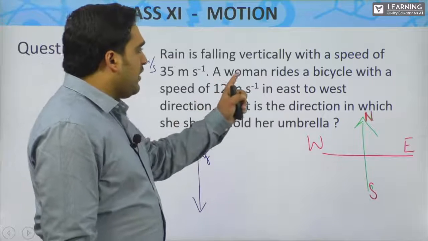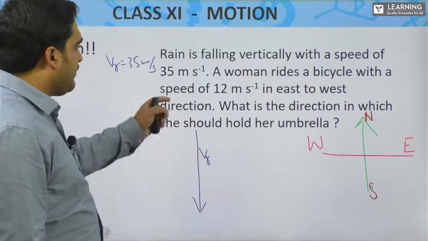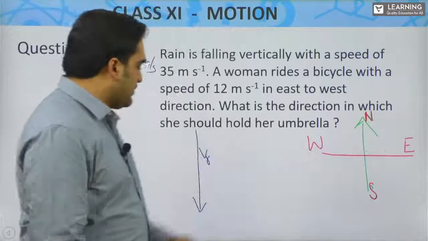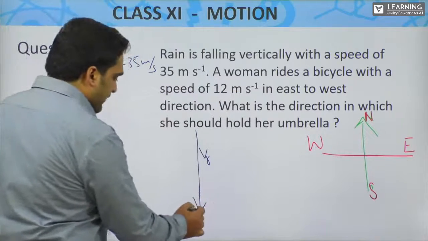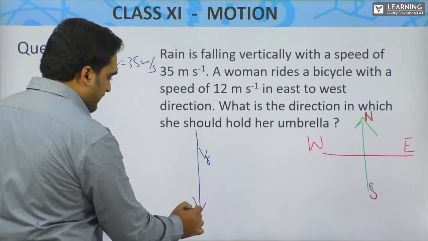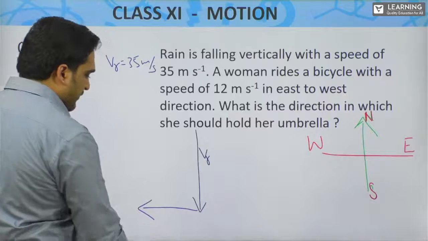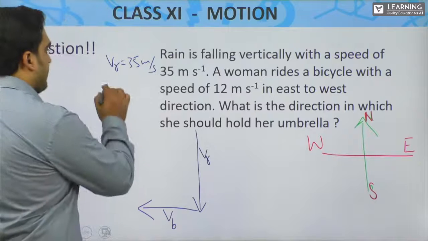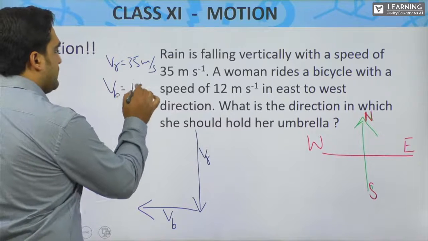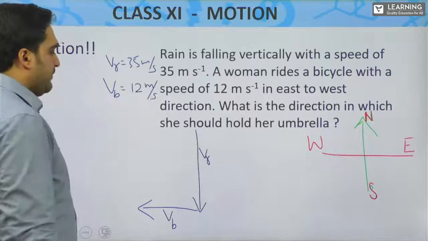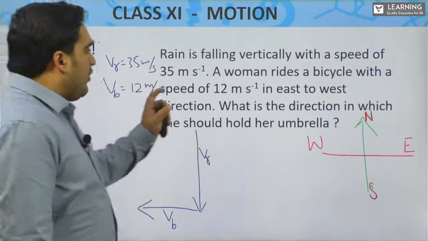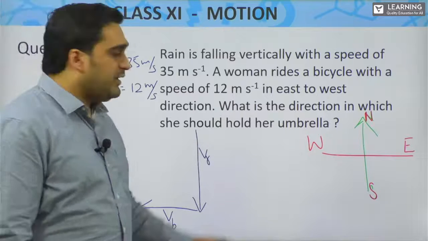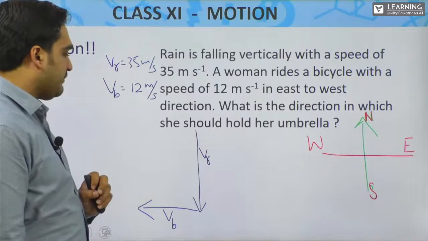Next, a woman rides a bicycle with a speed of 12 meters per second in east to west. East to west. So she's riding a bicycle in this direction. Let's call it VB, where VB is equal to 12 meters per second. What is the direction in which she should hold her umbrella?